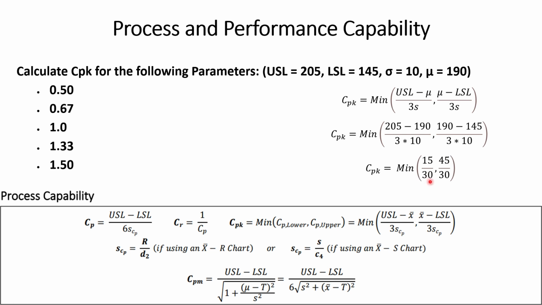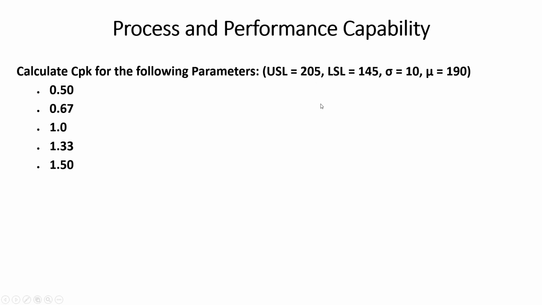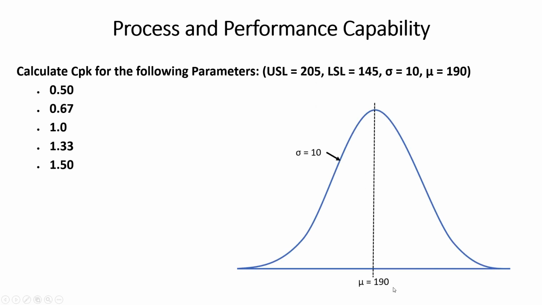And then basically we're looking for the minimum value between upper and lower. And if we keep running this out, we can calculate our process capability to be 0.5, which quite frankly is not that good. And I want to help you visualize this and again, just kind of understand process capability more deeply. So here's our distribution.